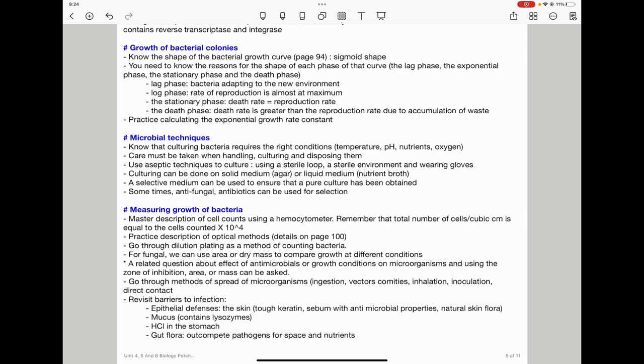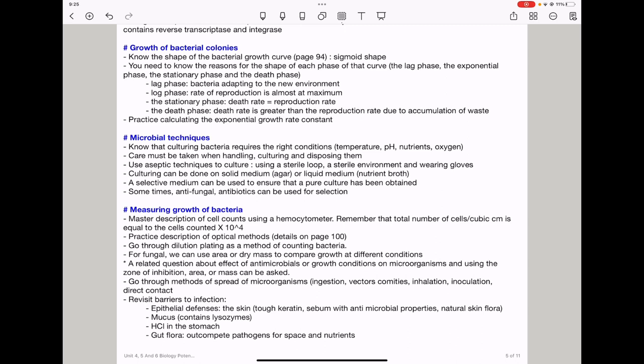The next part is about measuring the growth of bacteria. Here I prefer you master description of cell counts using a hemocytometer. And please remember the total number of cells per centimeters cubed is equal to the cells counted times 10 to the power of 4. I recommend that you practice description of optical methods as detailed on page 100 and go through dilution plating as a method of counting bacteria. The details are in your textbook.